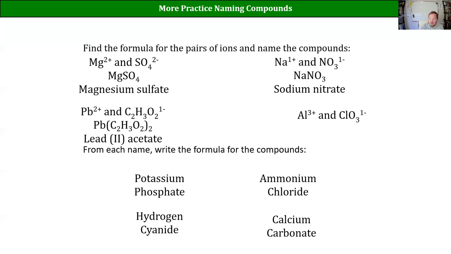And last but not least, our formula here would be 3:1, so Al(ClO3)3, and our name for that would just be aluminum chlorate. No Roman numerals needed on this one, right? Because aluminum is one of those five exceptions. Aluminum doesn't have any electrons in a d orbital, so it doesn't behave weirdly. Aluminum only has 3 valence electrons. It can lose all 3 of them to become plus 3. So we don't need to specify a charge on aluminum.